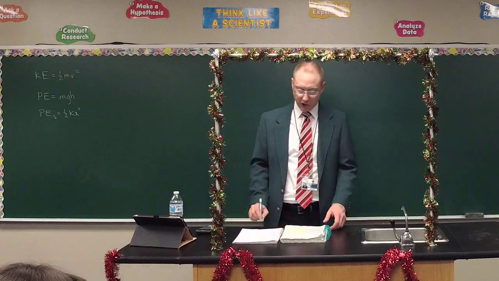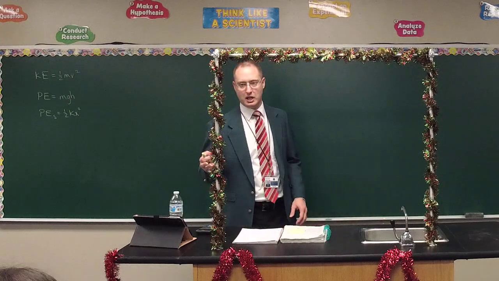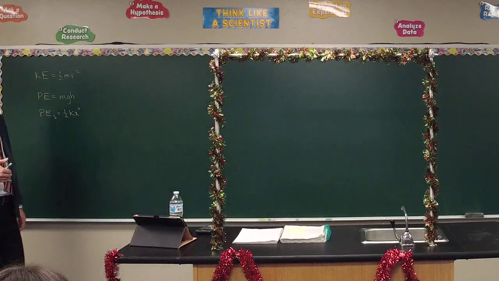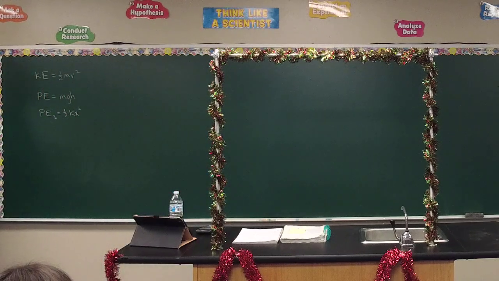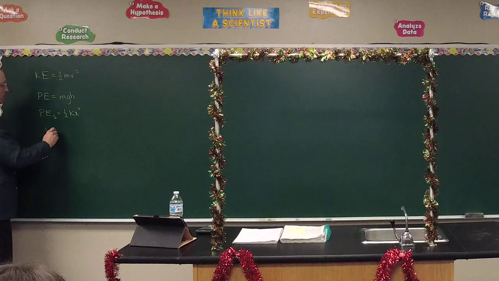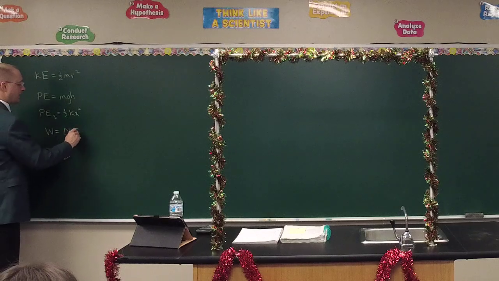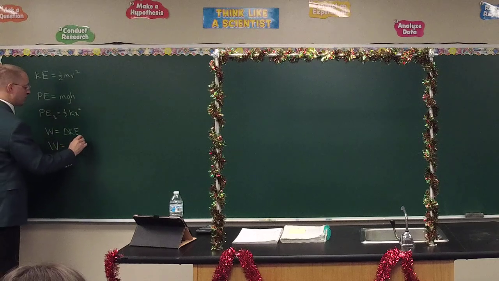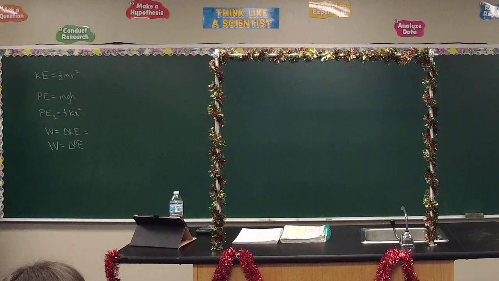We said that work is a transfer of energy, and therefore we can think of work as a change in an object's energy. Work done equals the change in energy for an object. So we said that work can be thought of either as a change in kinetic energy, or work can be thought of as a change in potential energy. How would I quantify this change in kinetic energy?